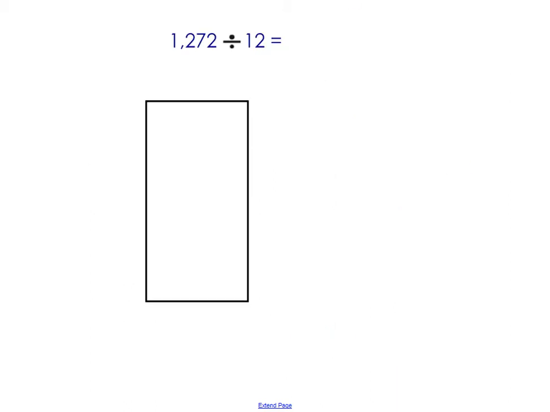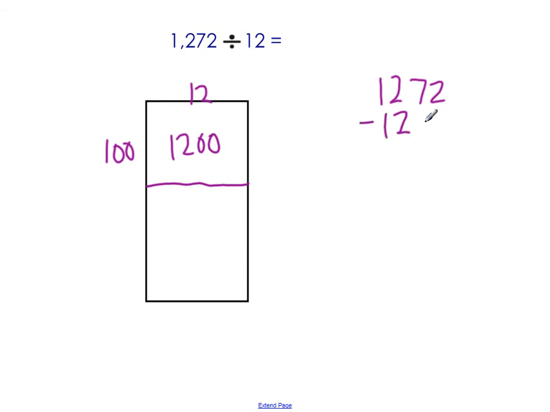Let's try another one. Here we have 1272 divided by 12. So 12 is our divisor, and we're going to think of how many 12s would make close to 1272. Well, that would probably be 100. 12 times 100 is 1200. So now we can take away 1200 from 1272, and we have left over 72.